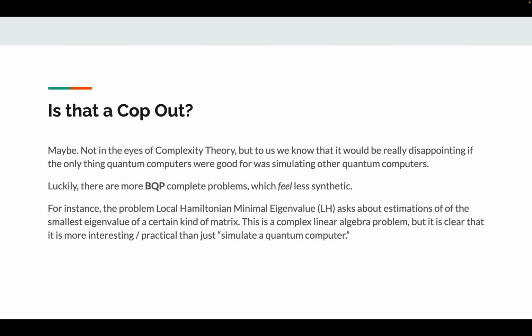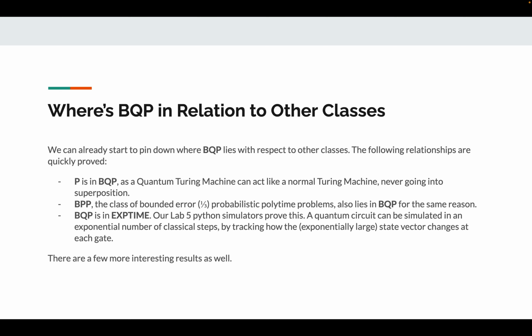One example, which is hard to state, and is very linear-algebra based, is the local Hamiltonian minimum eigenvalue problem. It has to do with finding, or estimating, the smallest eigenvalue for a certain type of matrix. And the trick is more or less that this is the type of matrix that quantum operations are specified as. So it is inherently a quantum question, but it is taken out of the language of simulating a quantum circuit. It's a bit more obviously useful, which is good. And there are a few more of these, so this is far from the only one. We suspect there are many more, but we only know so many.